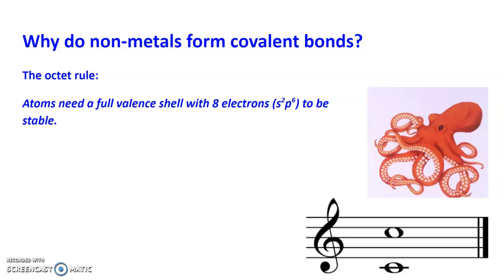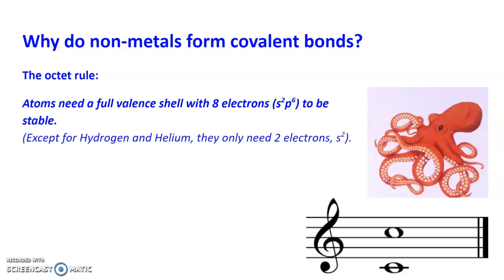So there's a couple different ways they can do that, right? They can trade electrons, or they can share electrons. And we're really interested in covalent bonding. We're interested in sharing electrons to get to 8 electrons. Hydrogen and helium are a notable exception. They only need 2 electrons because they're so tiny, right? They just have that s orbital to deal with. So atoms share electrons in covalent bonds to have a full octet.